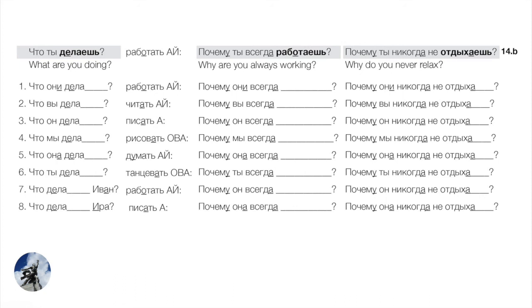Okay, what about Ира? What's she doing? Что делает Ира? Почему она всегда, again, be on guard, a verb, пишет? Почему она всегда пишет? Why is she always writing? Почему она никогда не отдыхает?